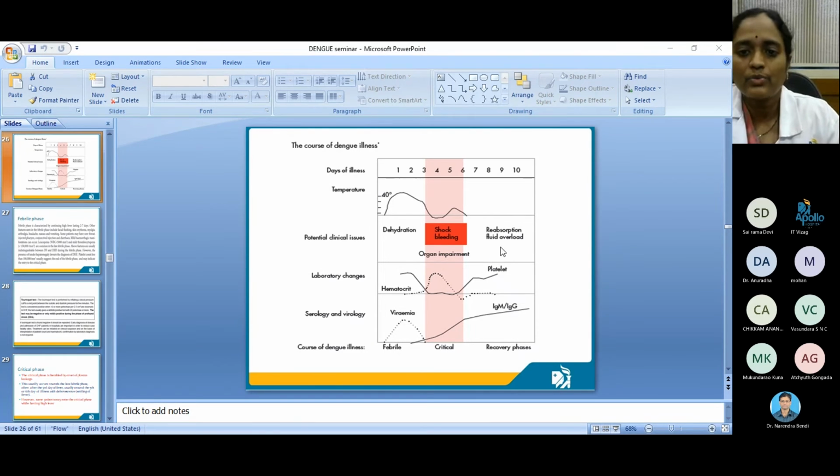Then the recovery phase, wherein the edema comes back, whatever fluid has seeped into the extravascular space is reabsorbed, the platelets start increasing, and you have IgM and IgG present in the serum. So you have the dehydration, elevated hematocrit, elevated temperatures, and high viral load in the initial phase, that is 1 to 3 days, followed by the critical phase. Once 7 days are over, the recovery phase starts in these cases.